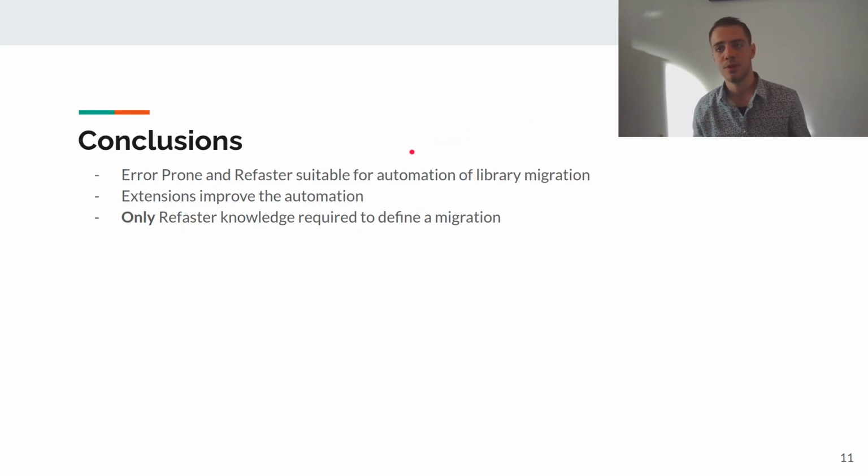Then the conclusions. We can now say that Error Prone and Refaster are indeed suitable tools for the automation of library migrations, and that by writing extensions, we are able to further improve how much code we can automatically migrate. We wrote the extensions for Error Prone and Refaster in such a way that you only need Refaster knowledge to define a new migration, which means that you don't need to know how the AST works or how the internals of the compiler work.